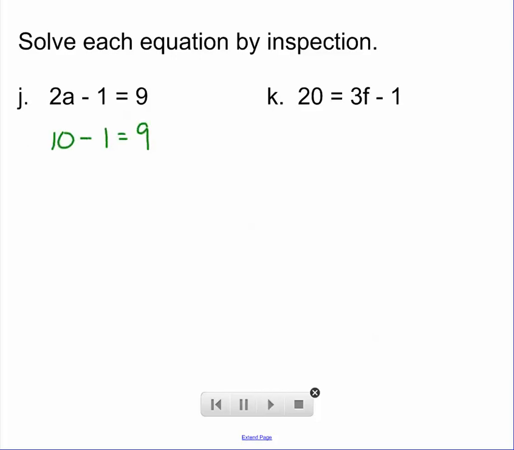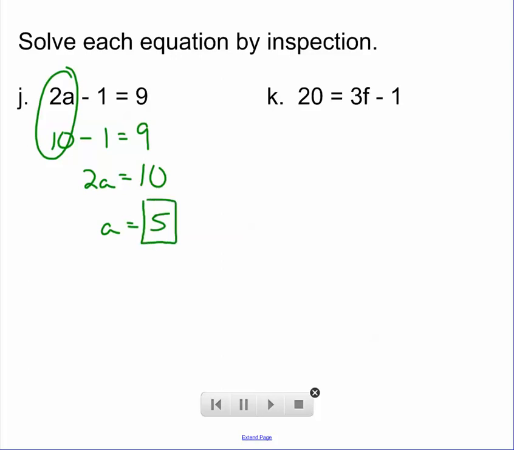Well, we could look at it this way. We know that 10 minus 1 is 9. So then we could look at this as 2a must equal 10, right? 2a must equal 10. So a would be 5.